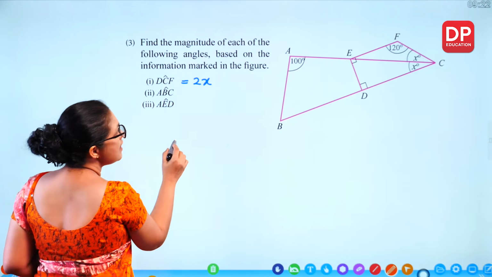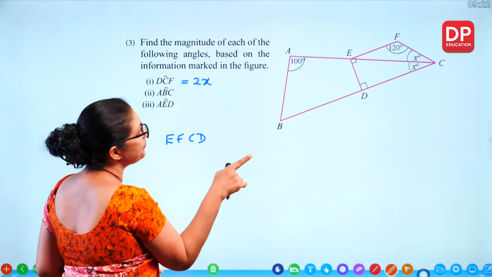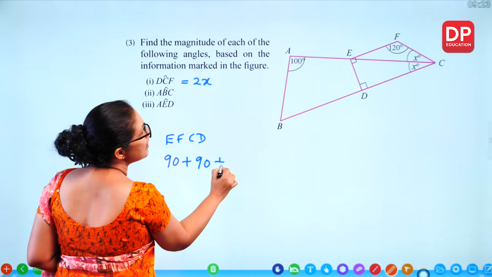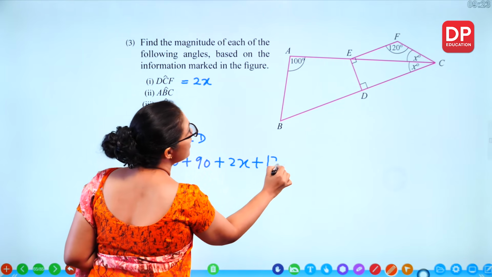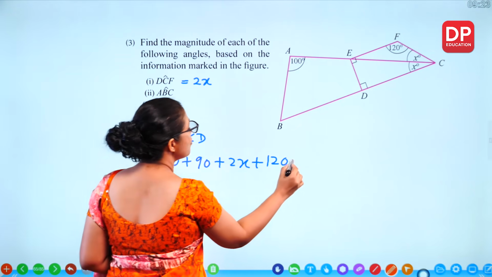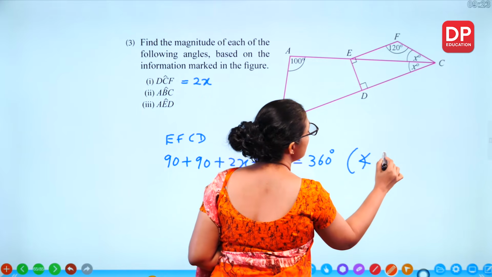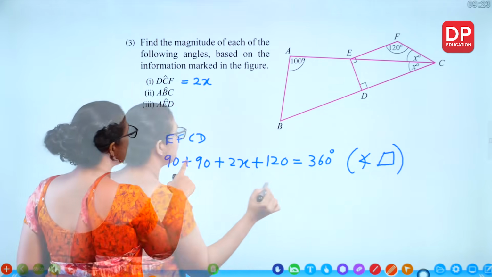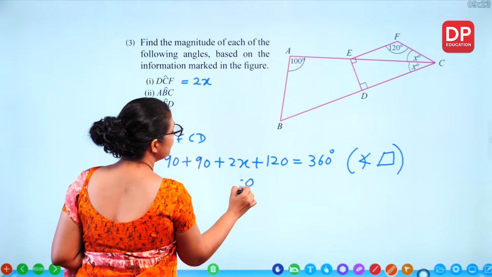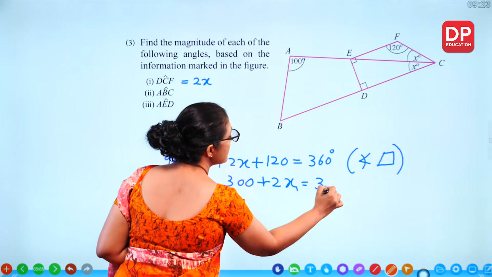Now take EFCD quadrilateral. You get 90, 90, 2x and 120. So 4 angles are these. When you add all together, you are getting 360. So angles in a quadrilateral. 90, 90, 180. 180 and this one 300 plus 2x equals 360.